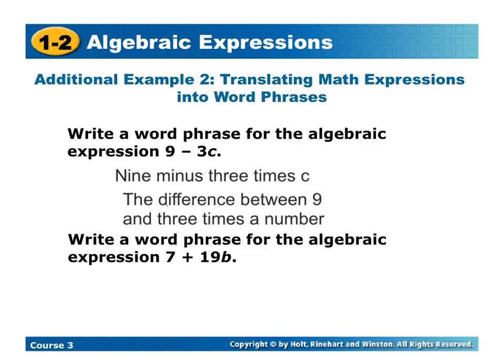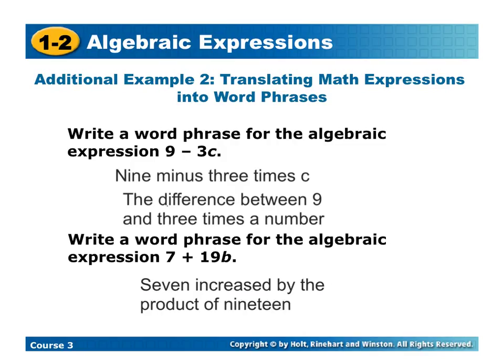So here we want to write a word phrase for the algebraic expression 7 plus 19b. So it could be 7 increased by the product of 19 and b.